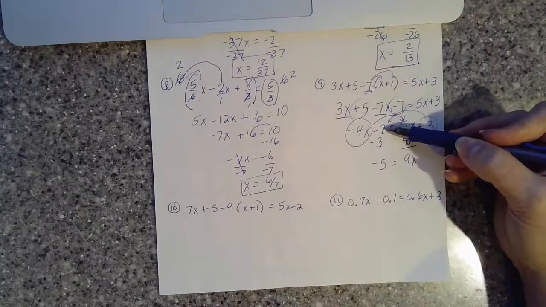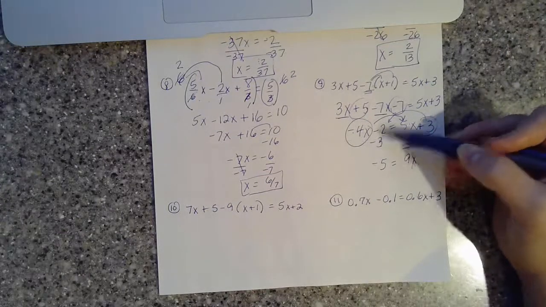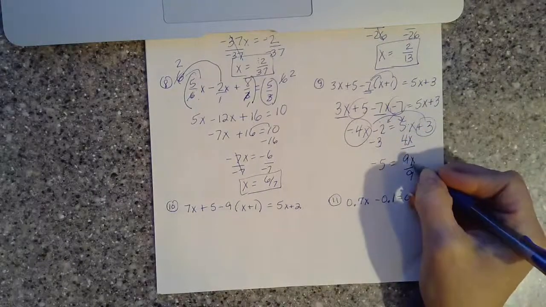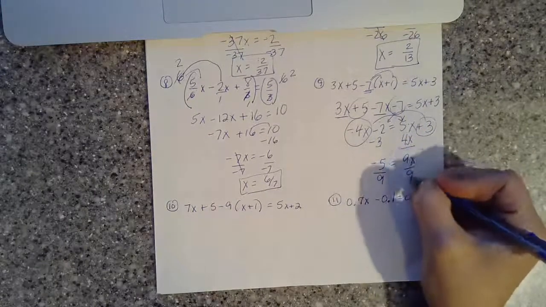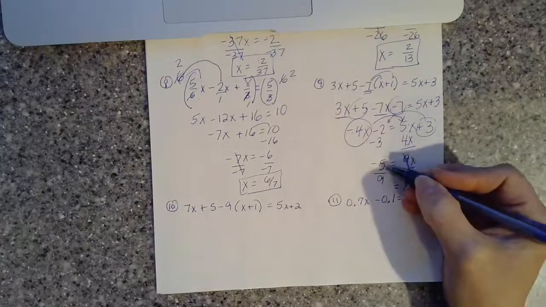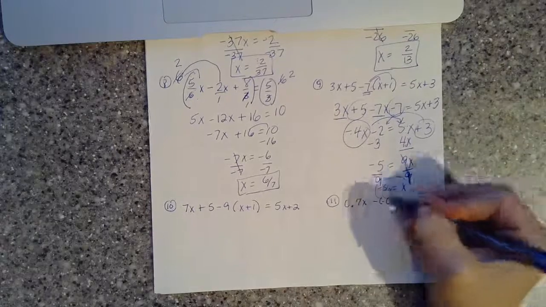Then you always divide by what's on your variable. So the 9 is what's divided out to make the positive x we're always looking for. And we got negative 5 ninths. Negative 5 ninths does not reduce any further than that. And then we could plug that back in for those x's and check it out on our calculator.